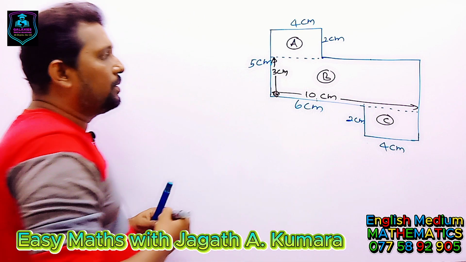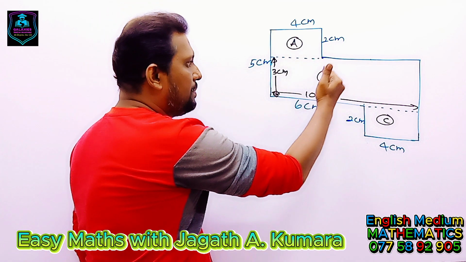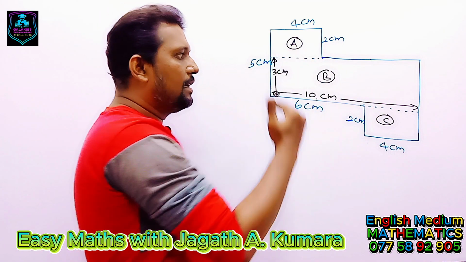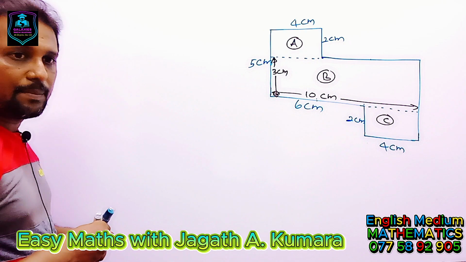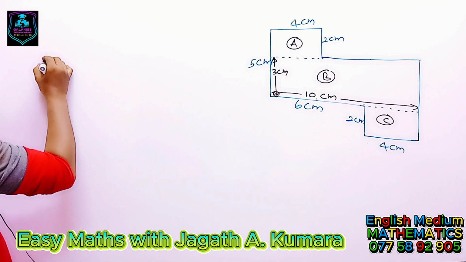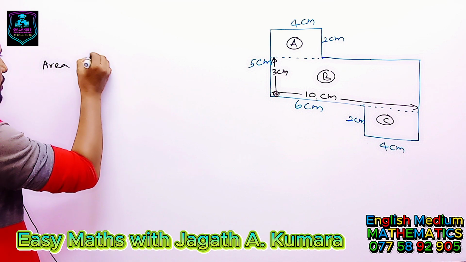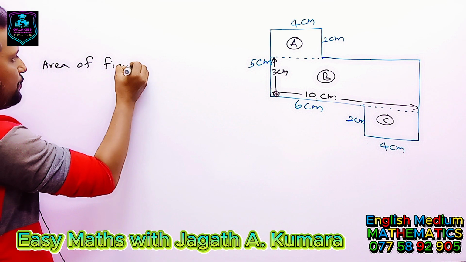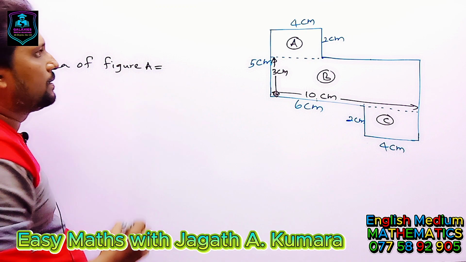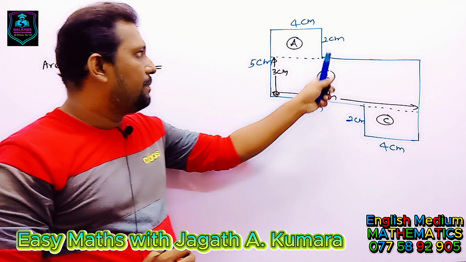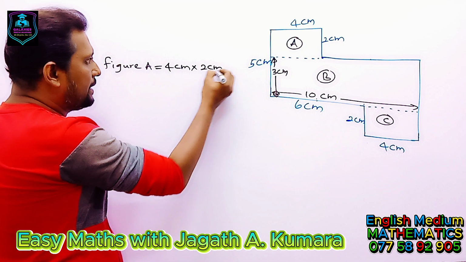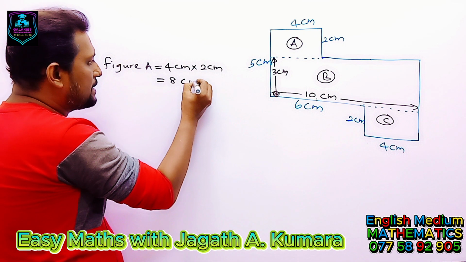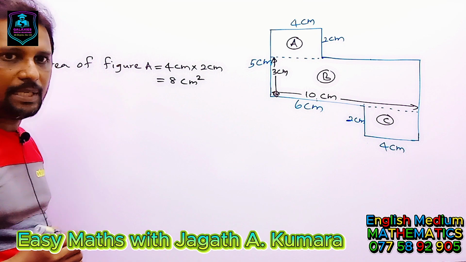Now I know figure A, figure B, figure C, all parts, length and breadth. Then you can find the area separately. First I will find area of figure A. Length 4, breadth 2. So 4 centimeters multiply 2 centimeters. The area is 8 square centimeters.